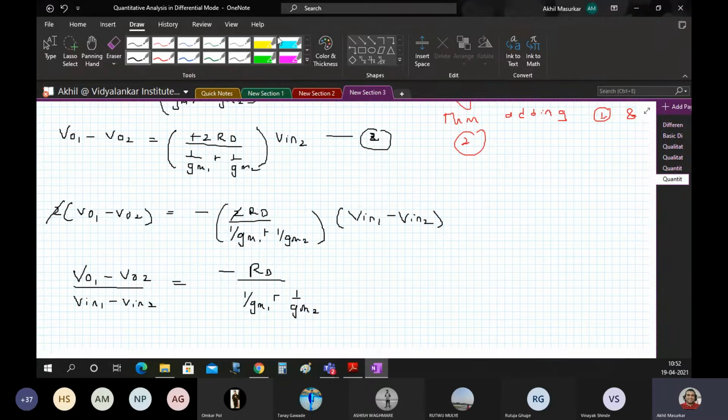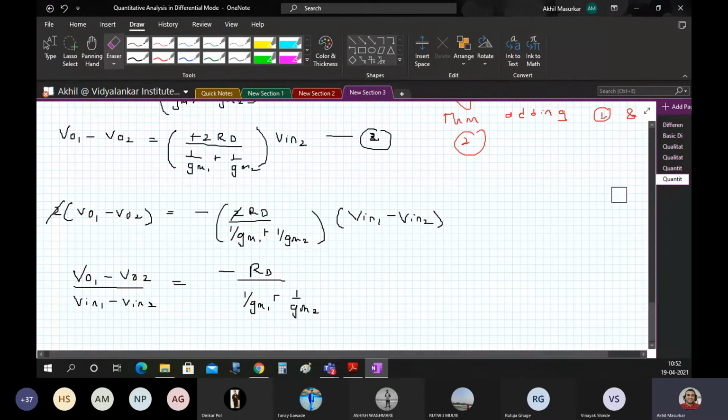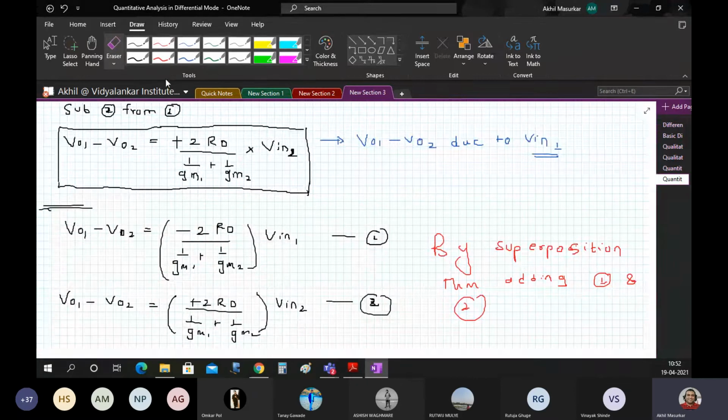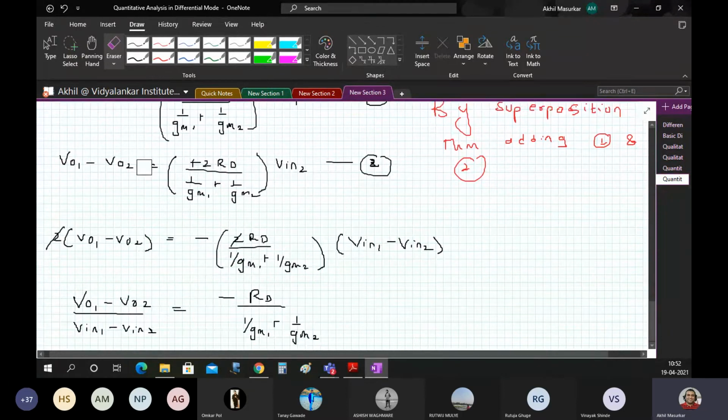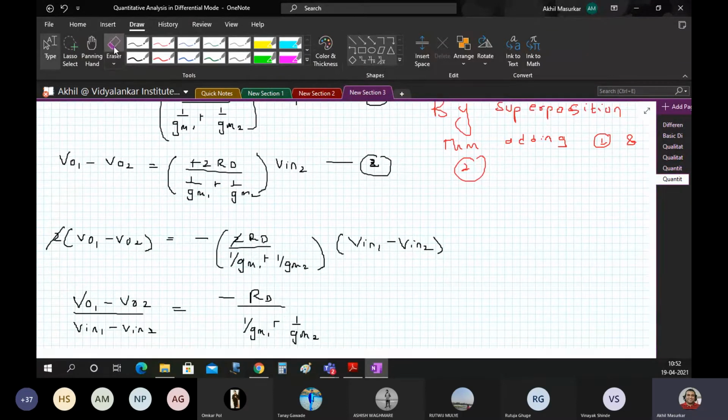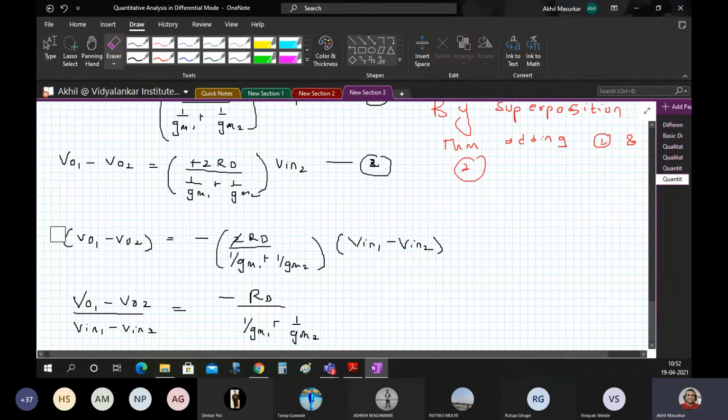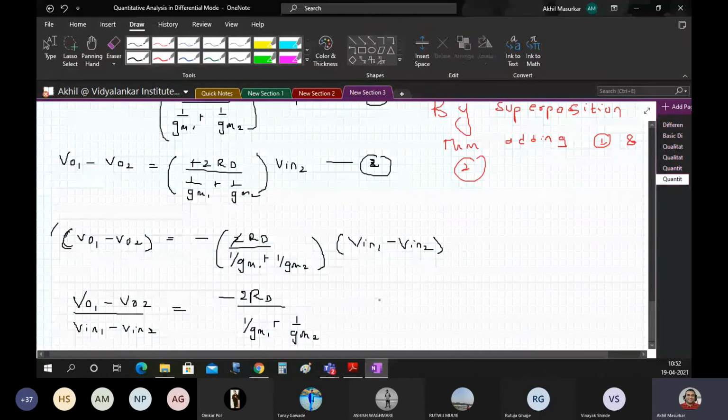Yes. So I would write it in this way. Let's be very specific. This is V01 minus V02 due to V in 1. This is V01 minus V02 due to V in 2. So no need to have this 2 here. We can say because of both, V01 minus V02 will be now simply this, and there will be this 2 here.